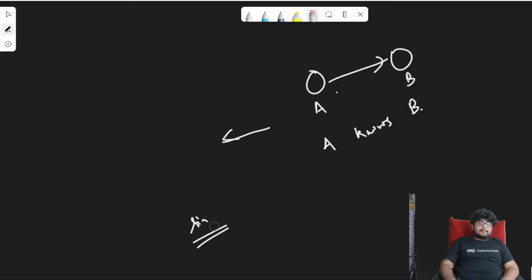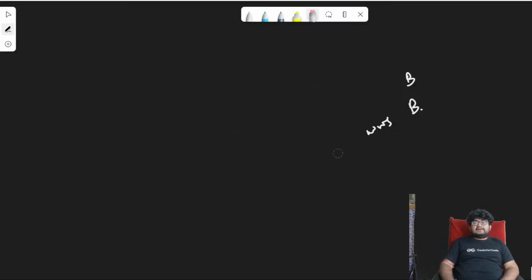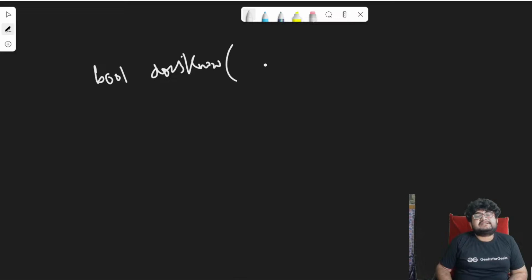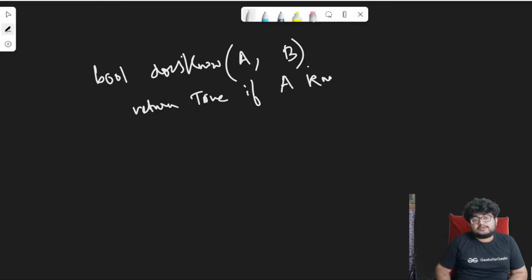Generally, whenever this problem is presented, it is not like you're given a matrix. Rather, it is said that you will have nothing but a Boolean function, does know, which takes two arguments a and b. It will return true if a knows b, and false otherwise. So you are not given access to the matrix as well.